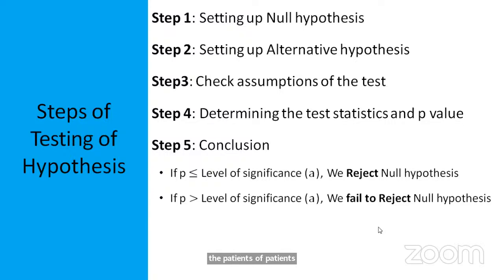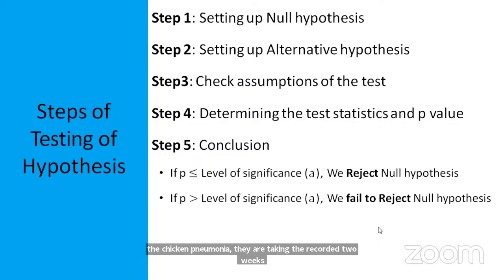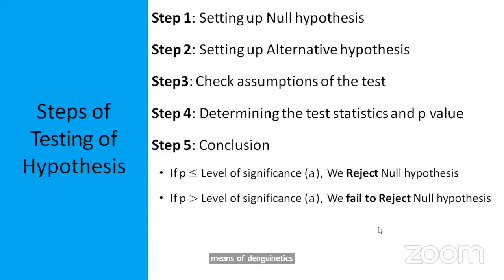Yes, I say it is true. Yes, they recover earlier than the dengue people. For example, those who are suffering from chikungunya take 2 weeks to recover, whereas for dengue it may take 4 weeks. So yes, my assumption is correct. That's why I said my null hypothesis is true.